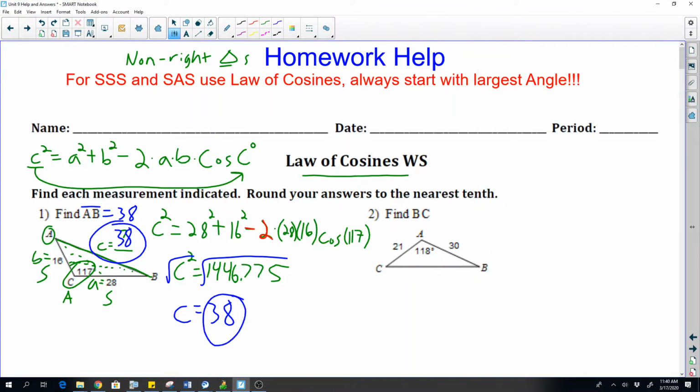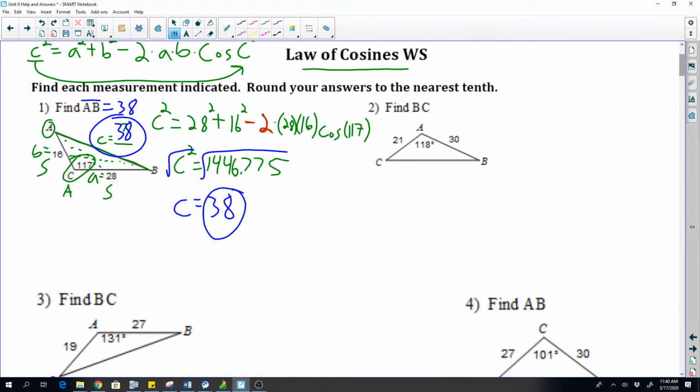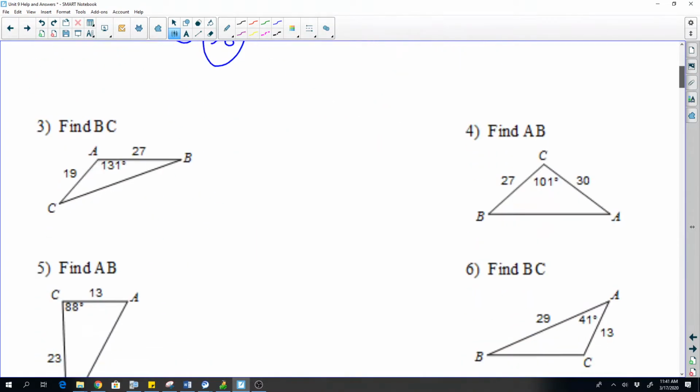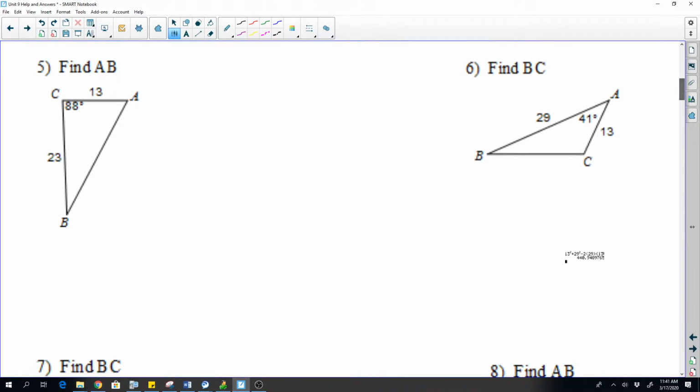So all of these are a lot of whole numbers, but there'll be some with decimals. It does say to round to the nearest 10th. Round to your nearest 10th. Awesome. And so just keep on going through these. Maybe we should do number 6. I'll let you try number 6, and then we'll check your answer. Try number 6. It says find BC.